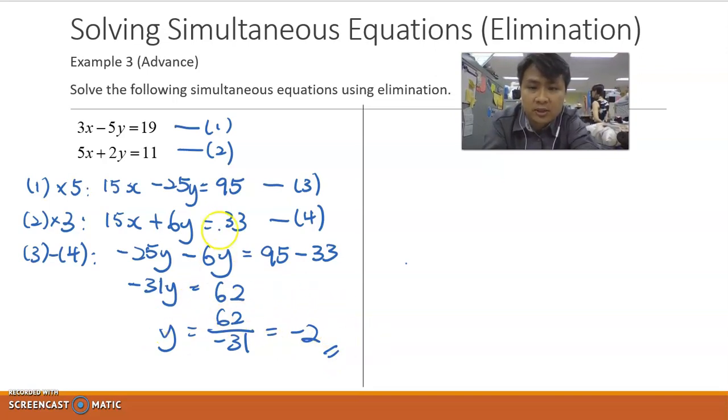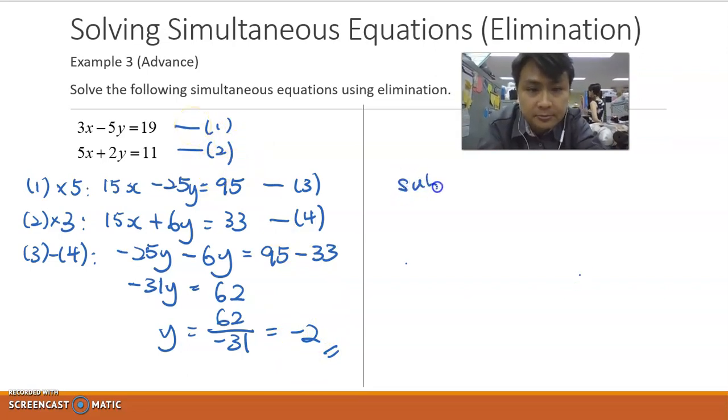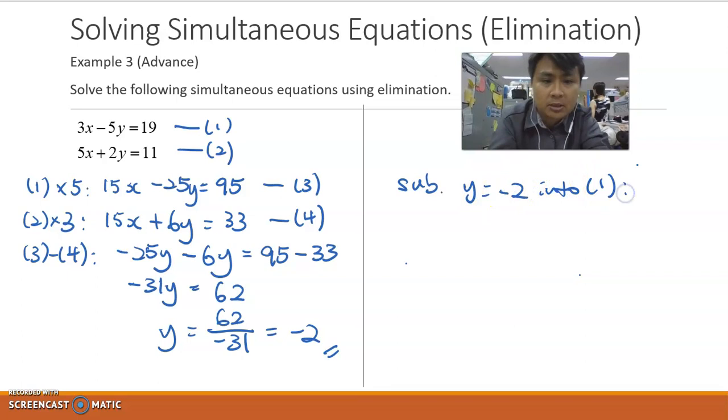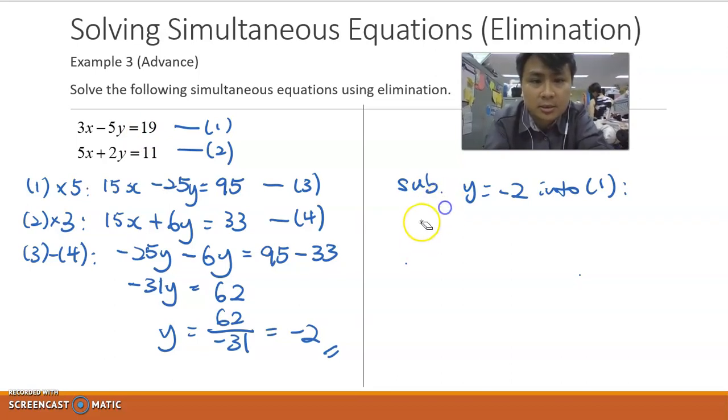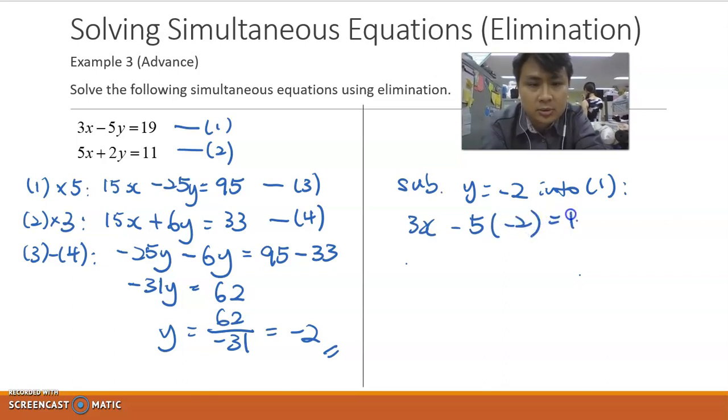The last step will be to find the value of x. So as what we have done earlier, we can just use equation 1 or equation 2 to find our answer. So replace y equals to negative 2 into either one. Let's choose equation 1. So what will happen now? I'll just replace y with negative 2. So we have 3x minus 5 times negative 2 is equals to 19.